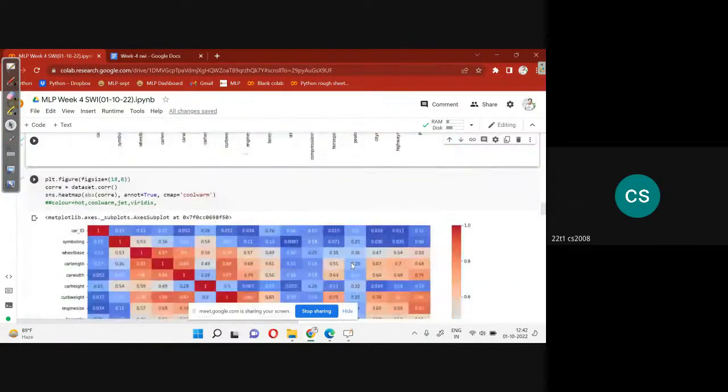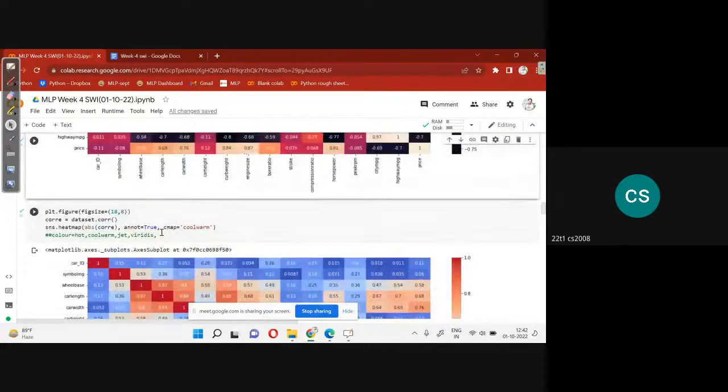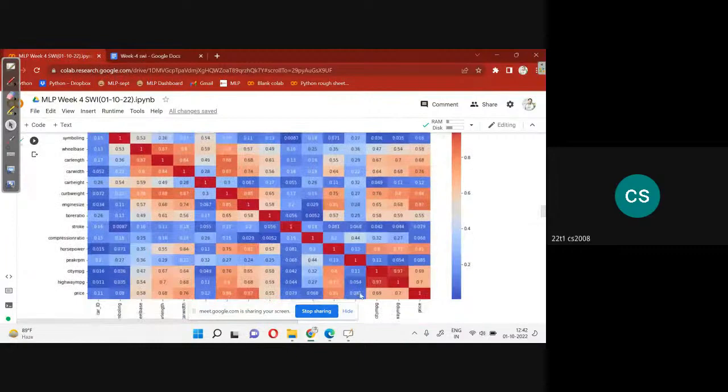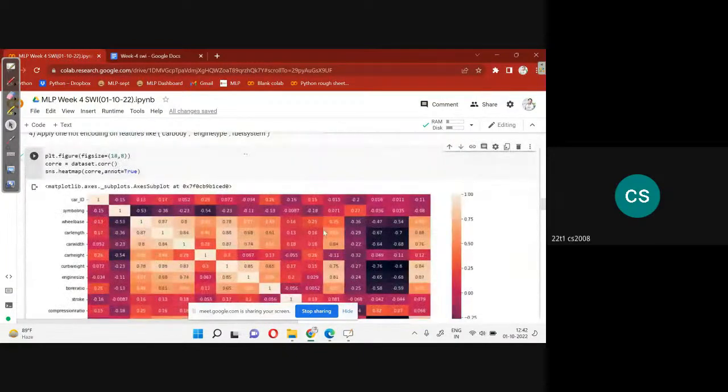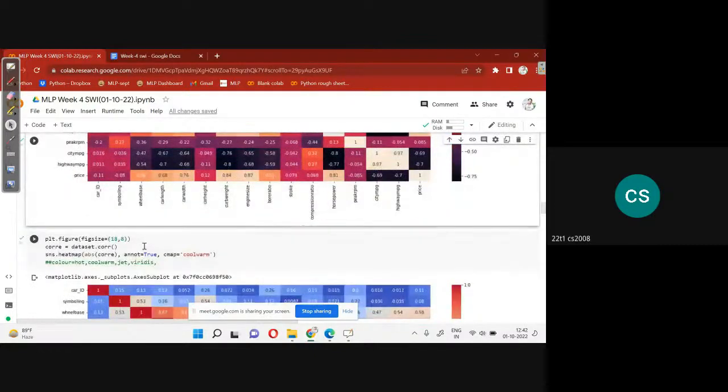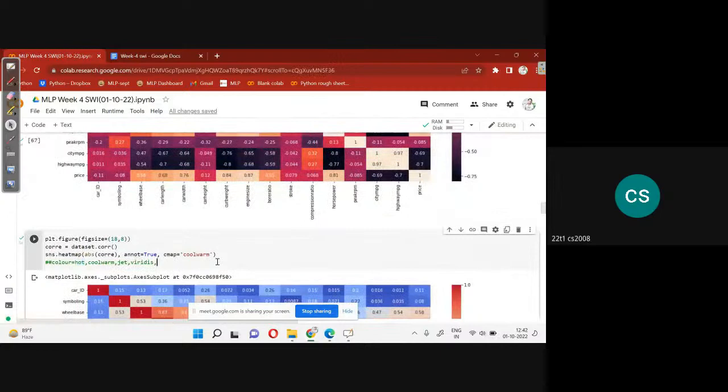And by changing this color cmap, you can change the color of this plot. So that is what it is here: hot, cool, warm, jet. We have used coolwarm here, so that's why this type of shape is there. And by default, I also need to check that. By default, it would be hot, I think. Any other color? Yeah.